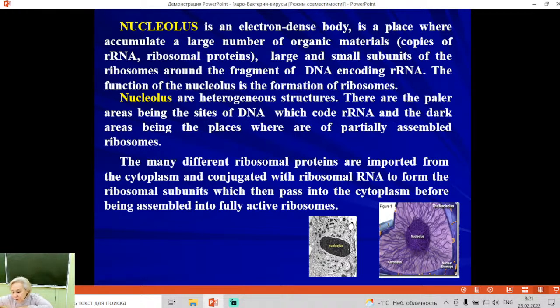You must remember the main function of the nucleolus: formation of subunits of ribosome, because the nucleolus has a fragment of DNA encoding RNA. A ribosome consists of RNA and proteins.